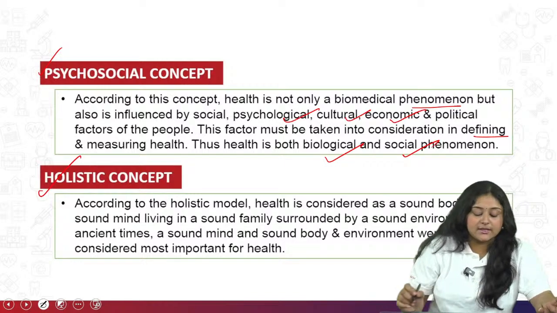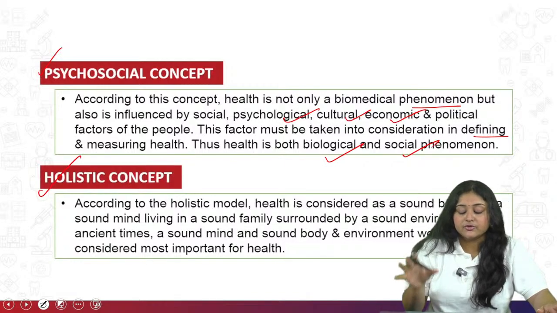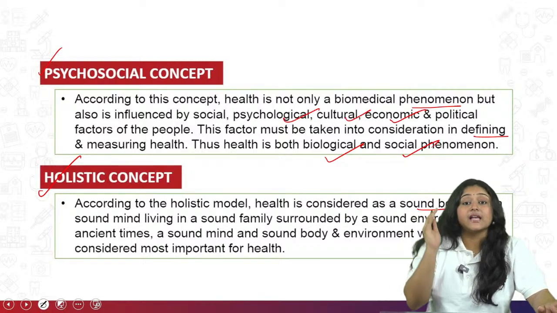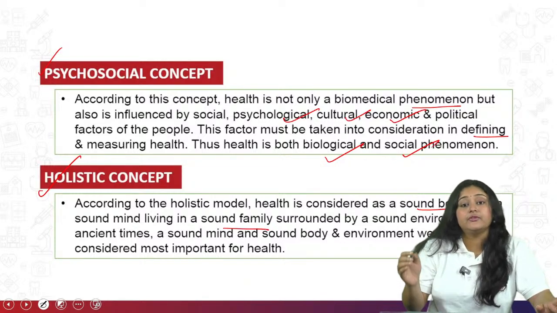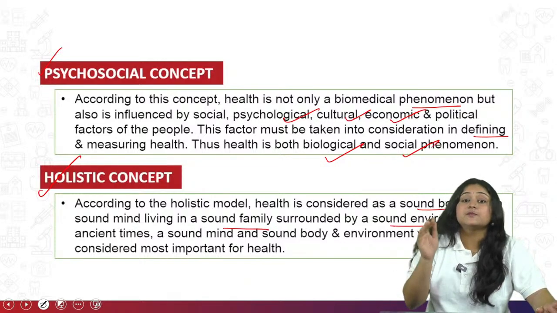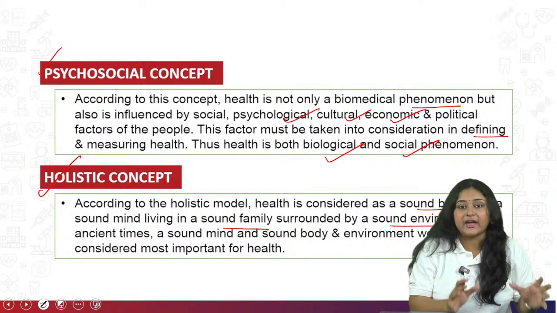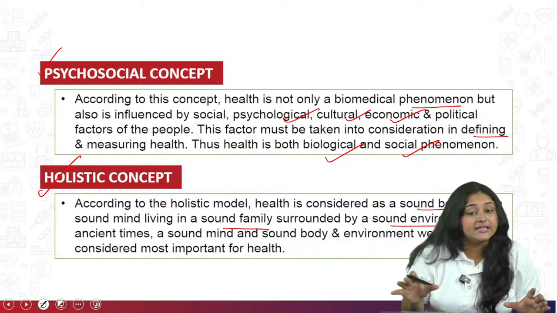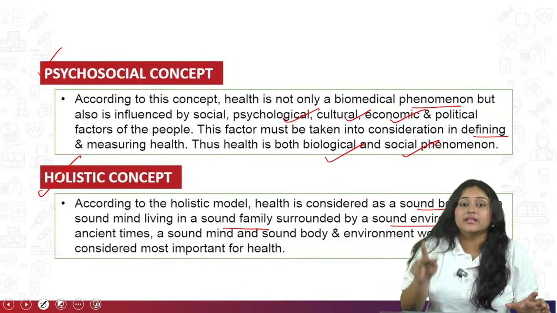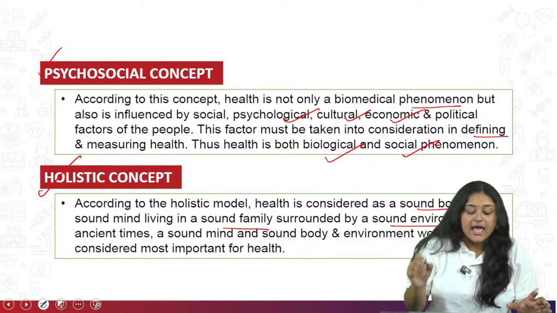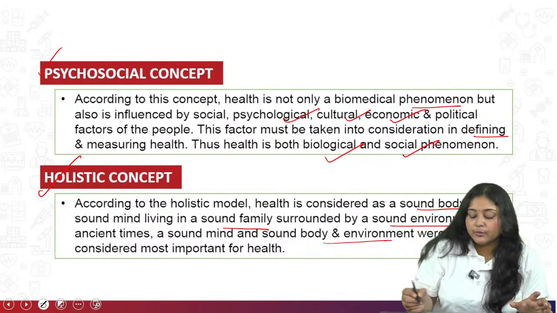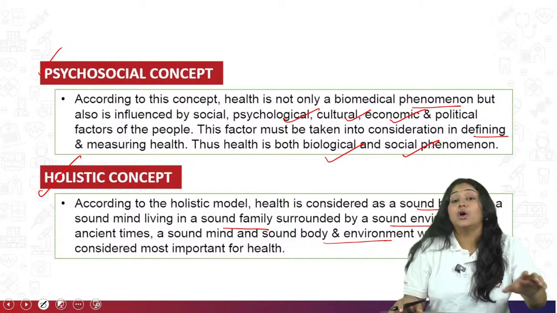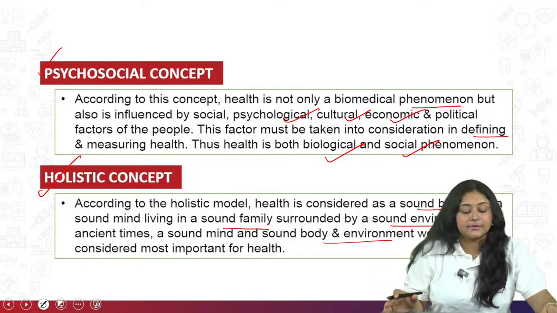Next is the holistic concept. According to the holistic concept, a person should be considered healthy when there is a sound body with a sound mind, living in a sound family which is surrounded by a sound environment. It means proper factors should be present. Each and every factor should be present promptly in the surroundings of the particular healthy people. Only then should that person or those people be considered healthy. In ancient times, sound mind, sound body and sound environment were considered the most important factors for health based on the holistic concept. So these all are the concepts of health.